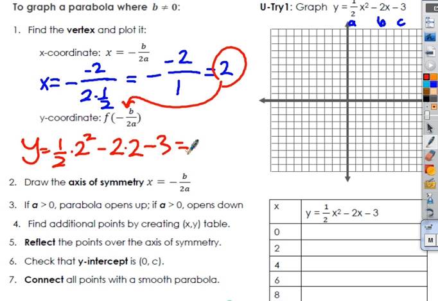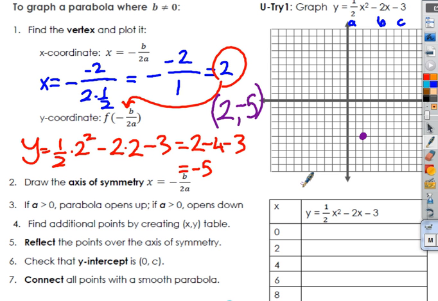1/2 times 4 is 2, minus 4 minus 3. Our result is going to be -5. After we find both of those coordinates, now we are done finding the vertex. Our vertex coordinate, let's write that in here: x is 2, y is -5. We can now graph the vertex on the coordinate plane. When x is 2, y is -5, the vertex is located right here.